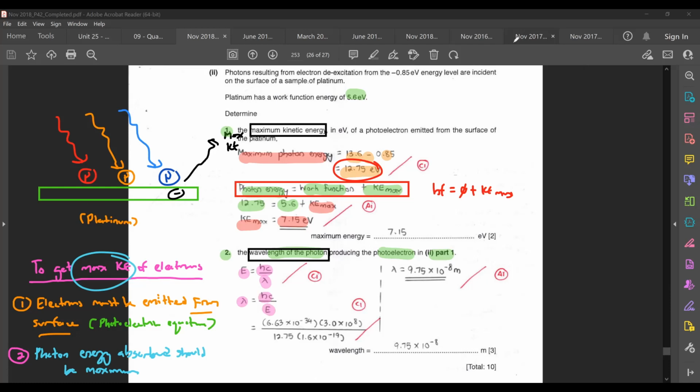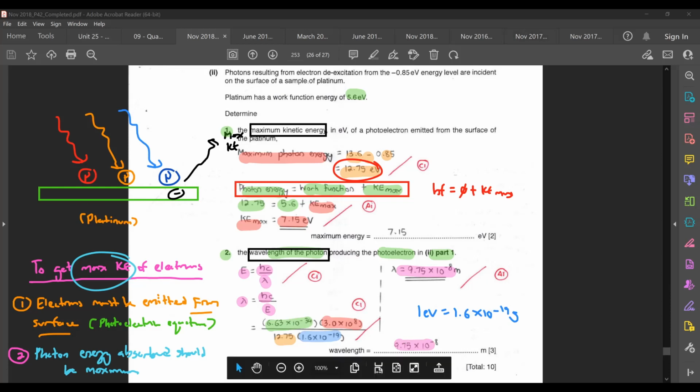Your Planck constant is 6.63 times 10 to the power minus 34. Speed of light is 3 times 10 to the power 8. And your energy is 12.75 eV. You need to change it back to joules. You need to multiply with 1.6 times 10 to the power minus 19, because 1 eV is 1.6 times 10 to the power minus 19 joules. So your final answer would be 9.75 times 10 to the power minus 8 meter. Okay, so this is one question here.